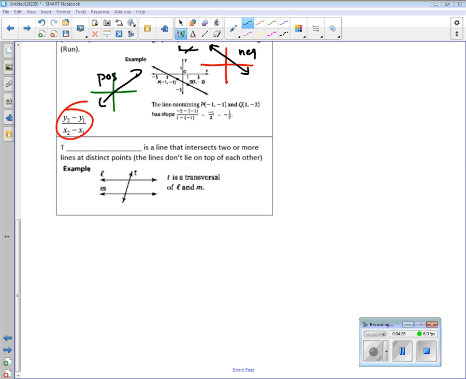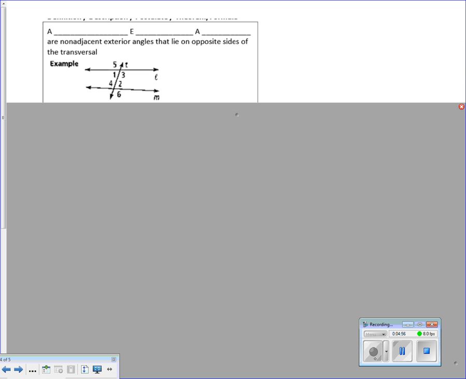Now this is the first word really that we're going to have from Unit 3 that might be new to you. Okay, this kind of line is one that intersects two or more lines at distinct points. Okay, when we say distinct points, we just mean that they don't lie on top of each other, right? There are two different points there, and so in this case, T is called a transversal. It's a line that touches two or more other lines at two or more distinct points. Transversal.